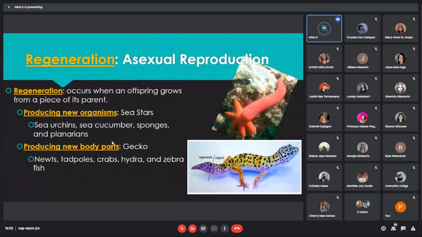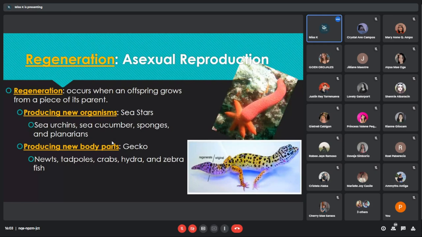Not really reproduction in the sense that it creates another organism, but reproduction in the sense that if a body part is damaged, it can grow it again. For example, if the tail is cut off, it can regenerate the tail. If a part of its body is cut off, it can regenerate that part. Examples are sea stars, sea urchins, and gecko.